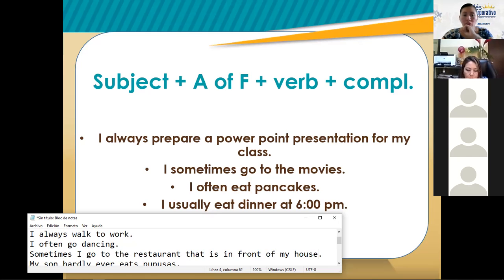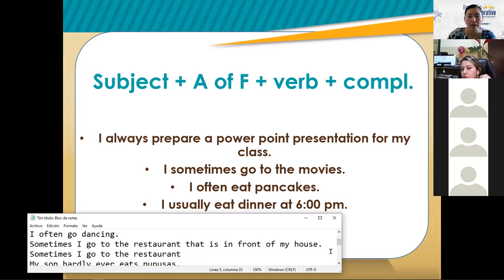¿Ok? Entonces, cuando yo hablo ya en general, no estoy especificando qué restaurante, ¿verdad? Entonces, en este caso puedo decir, I mean, sometimes I go to a restaurant. Aquí ese es un ejemplo, hablando de algo específico, y acá podemos decir cualquier restaurante. Sometimes I go to a restaurant. ¿Okay? Algunas veces voy a un restaurante, right? Pero no estoy especificando cuál. So that's going to be the, en el otro, the one that is in front of my house.